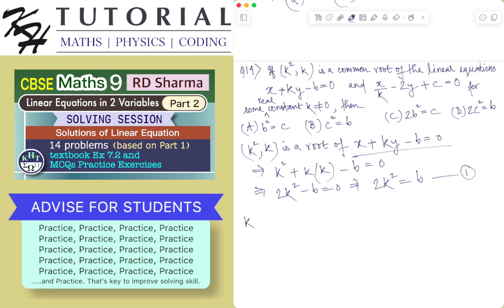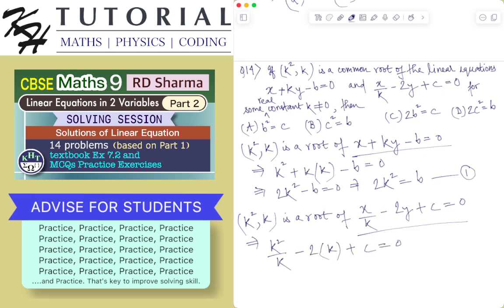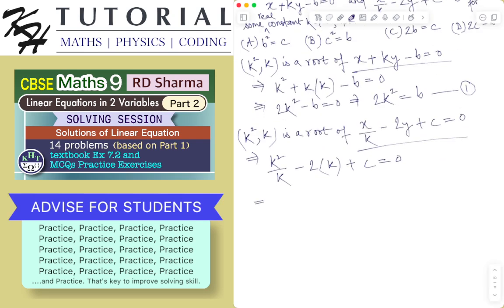Again, we know that this ordered pair is a root of the second equation, that is x by k minus 2y plus c is equal to 0. So the ordered pair must satisfy this given linear equation. So we must have k square by k minus 2 into k plus c is equals to 0. This implies k minus twice k plus c is equals to 0.